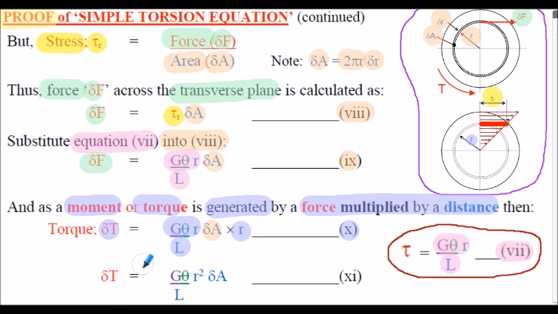Simplifying, delta T can be written as G theta upon L, now multiplied by r squared, multiplied by delta A. Call that equation 11 for reference. And just notice the r squared here is due to the r multiplied by r in equation 10 here. So r multiplied by r is r squared.